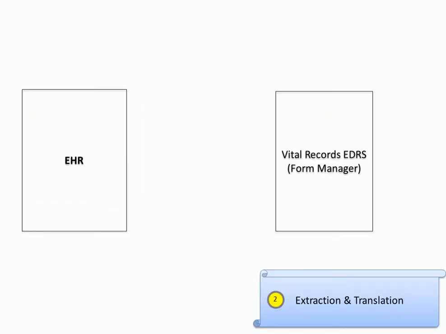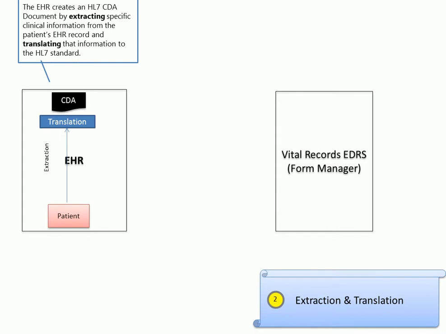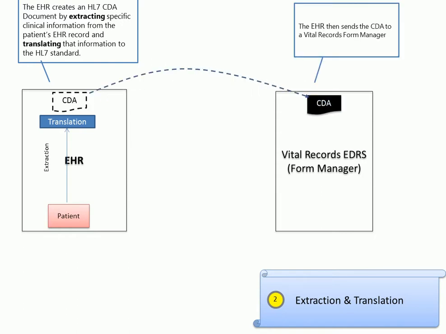The electronic health record extracts relevant information from the patient's electronic health record, translates it into the HL7 standard CDA format, then transmits that CDA to the Vital Records Form Manager.